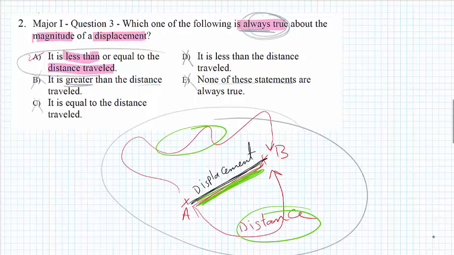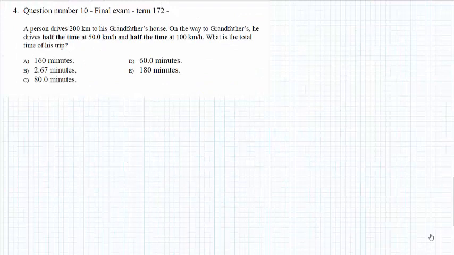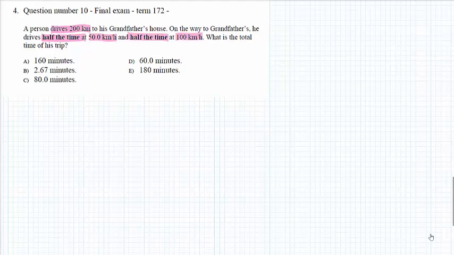So the right one will be the first one, that the displacement is sometimes less than or sometimes equal to the distance traveled. In this question, a person drives 200 kilometers to his grandfather's house. On the way, he drives half the time at 50 kilometers per hour and the other half of the time at 100 kilometers per hour.